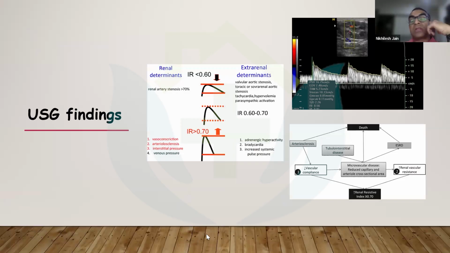Then we need to know about the resistive index, USG findings, about how resistive index needs to be interpreted. What are the renal determinants and what are the extrarenal determinants? And if you have an increased renal resistive index, what all does it indicate? Arteriosclerosis, tubulointerstitial disease, end-stage renal disease, decreased capillary arterial cross-sectional areas, and of course, increased renal resistive index, to the tune of the cutoff being more than 0.7. This is again something we discussed, but this is slightly more in detail and with the images.